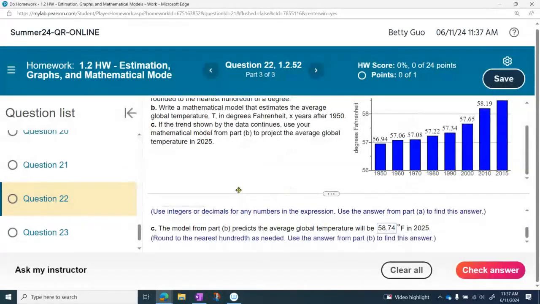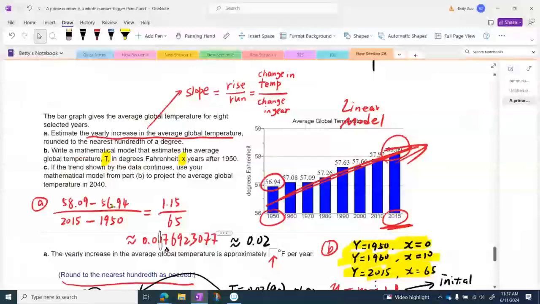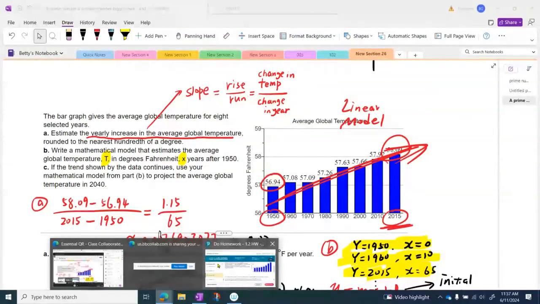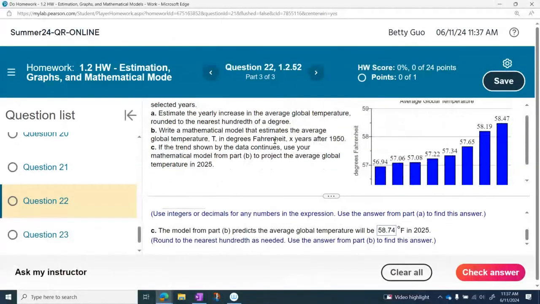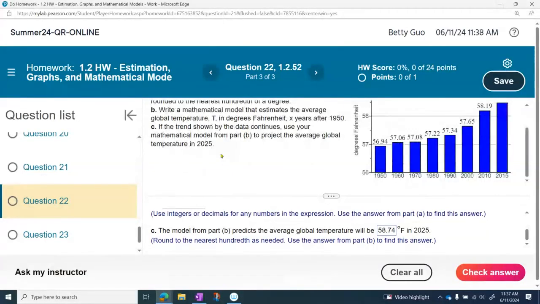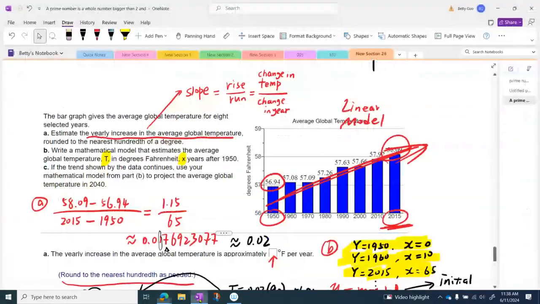Hold on. Isn't this 2040? Oh, I understand. That was the question I copy-pasted earlier before the class started, and then I logged out, and now I logged in again, so the question changed. The question structure stays, but the numbers changed. Part C here is to predict the temperature for 2025. My bad. So let's do it again. This time we are going to plug in the year 2025.